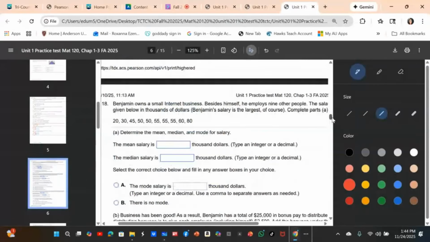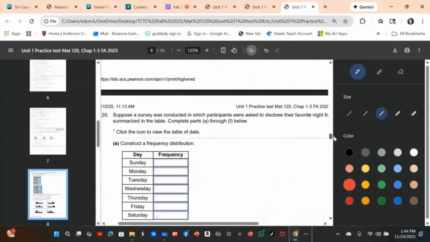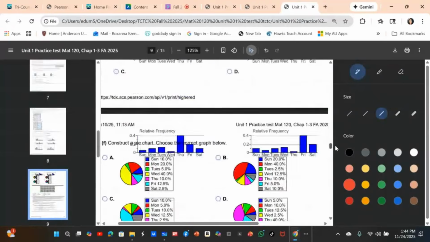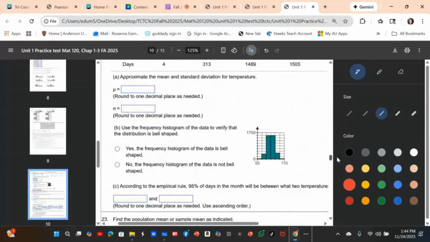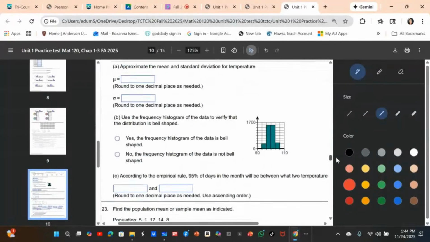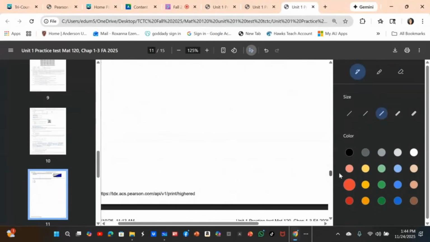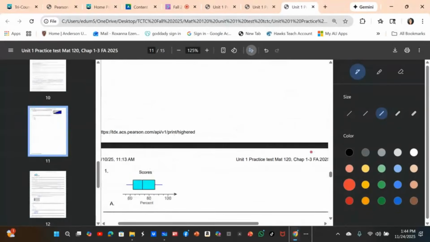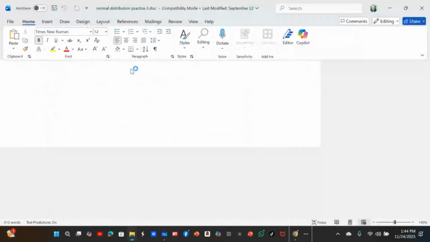Okay, I think we need to get out of here and do some z-score. Yeah, because z-score will surely be in your test. So let's pull this down and look for a question on normal distribution.